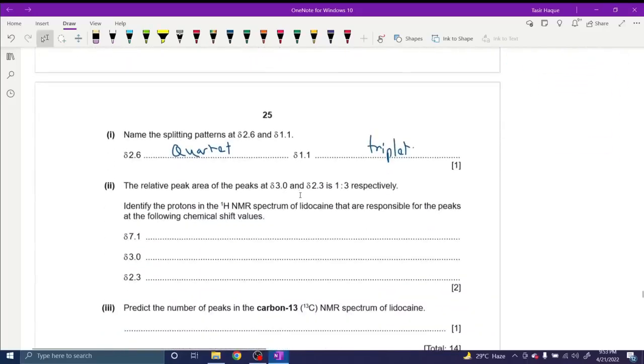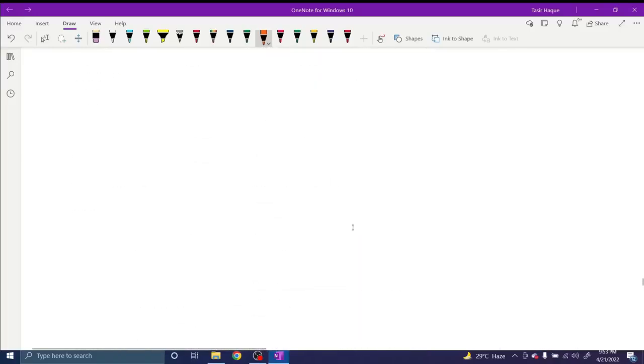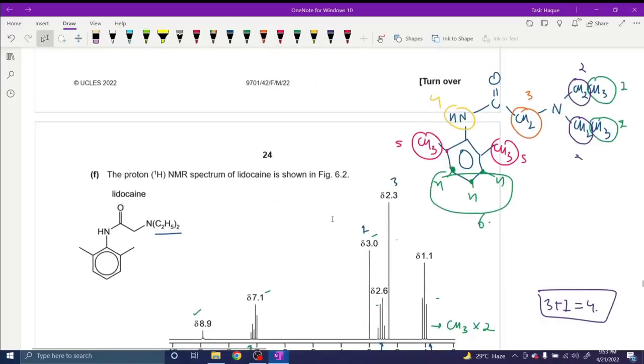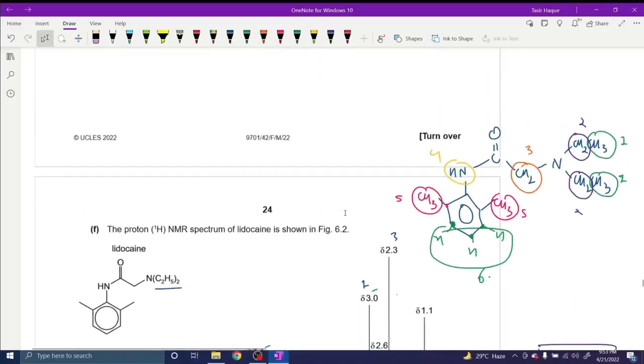The area of the peaks typically refers to how many protons are responsible for that peak. That's the peak area. The ratio at 3 and 2.3 is 1 to 3 respectively. That means there are 3 times more protons at the chemical shift of delta 2.3. So if we look at these two environments, we can actually come to a conclusion.